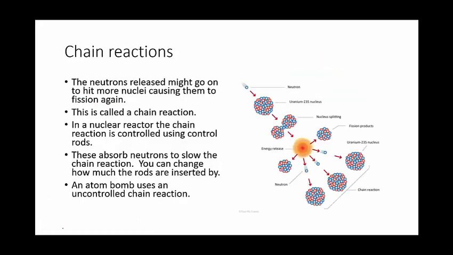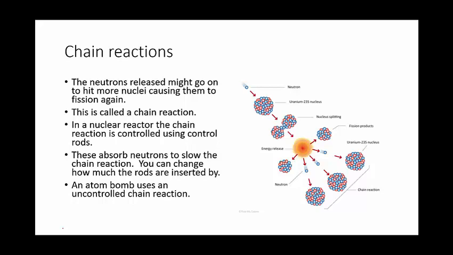The neutrons that are produced might then hit more large nuclei, which then cause those nuclei to fission. And we call that process a chain reaction. So when the neutrons from one reaction, one fission event, go on to cause another fission event.